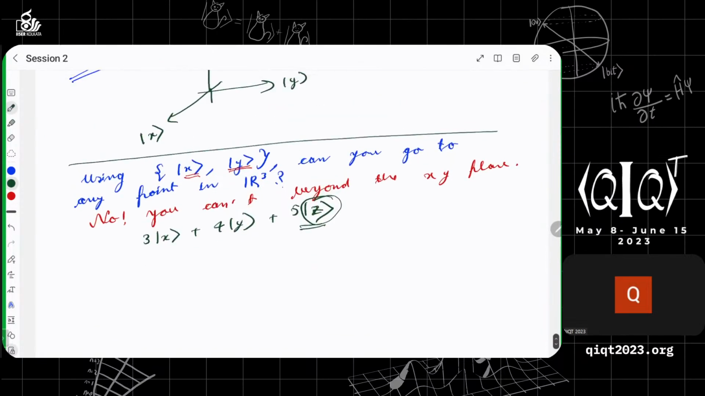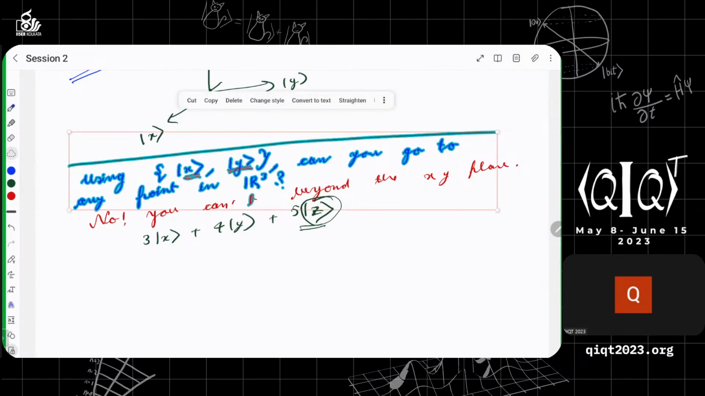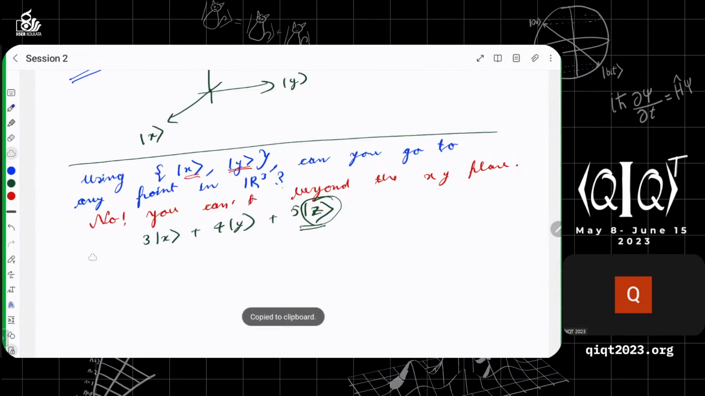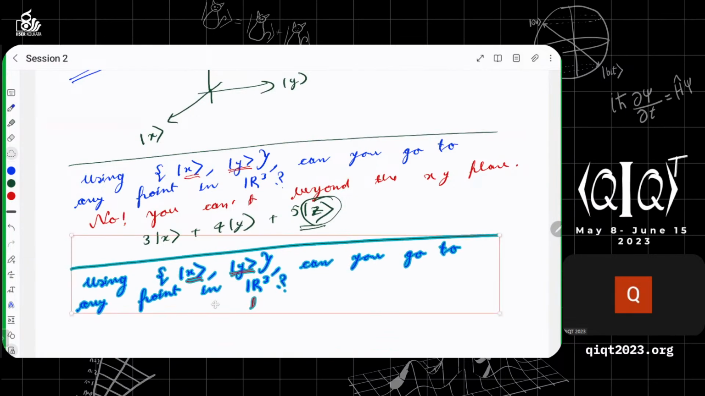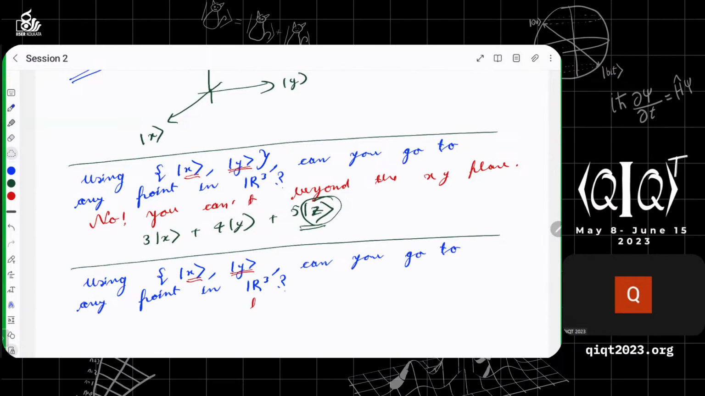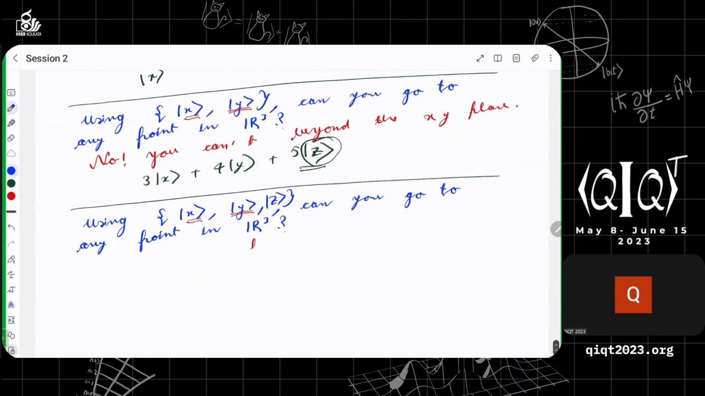Yeah, you can't do that. But if I repeat the same question, if I extend this set to include the z ket also, now can you go to any point in R3?